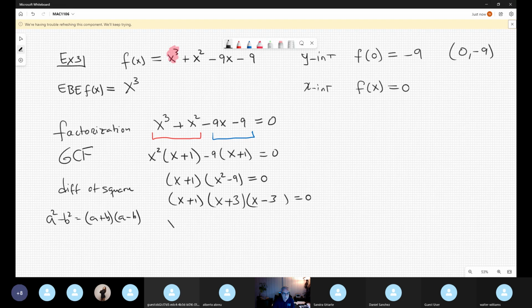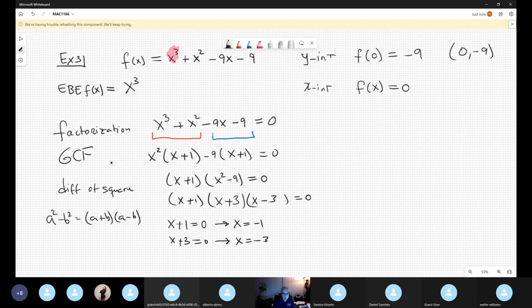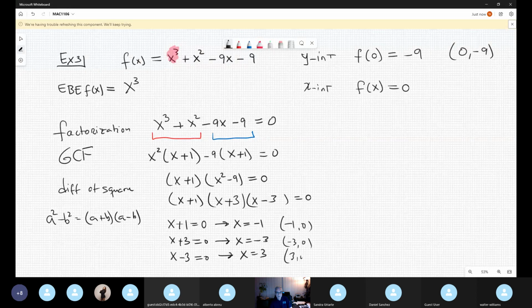The first factor is x plus 1 equals 0, which is equivalent to x equals negative 1. The second factor is x plus 3 equals 0, so x equals minus 3, and the third factor is x minus 3 equals 0, which is x equals positive 3. Okay, then you have 3 points. The points are minus 1, 0, minus 3, 0, and 3, 0.